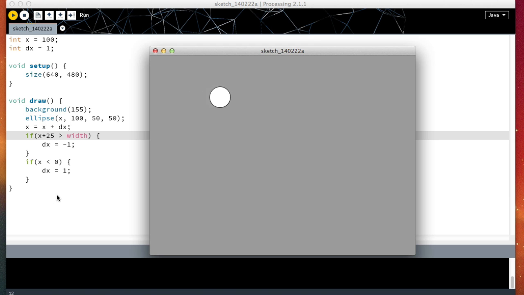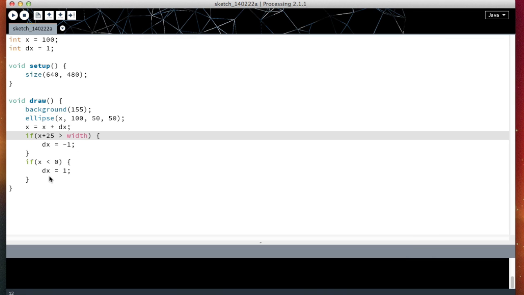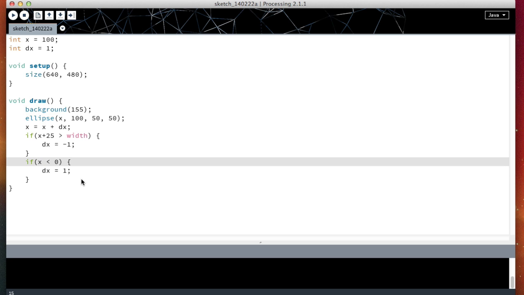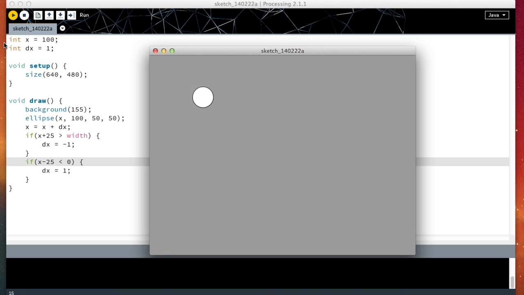Let me show you why. Instead of checking for x, we're going to check for x plus 25, which is the side of the ellipse. And now the ellipse is going to rebounce when it touches the very edge. However, on the left side, it's still going to bounce on the same center point because we haven't changed this if here. So what we do is instead of checking the center point of the ellipse, we check x minus 25, which will give us the left side of the ellipse.